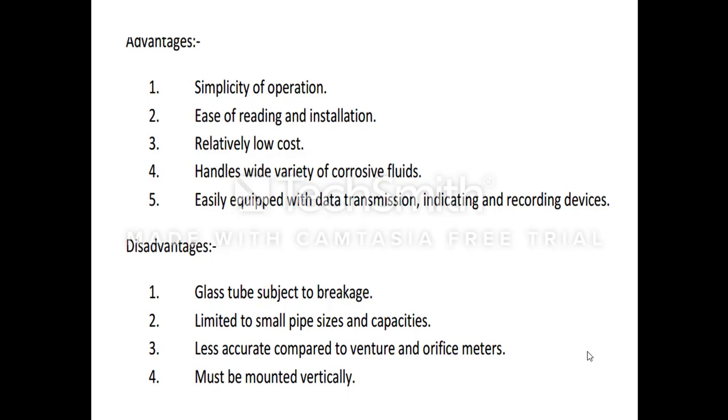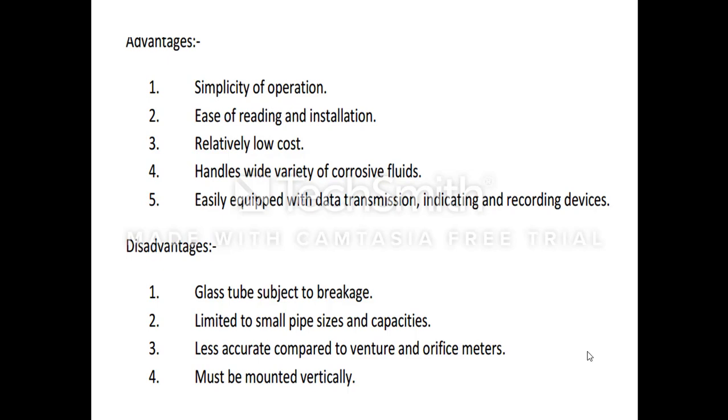Then disadvantages: the glass tube is subject to breakage. That glass tube will not last for a longer time. Then it is limited to small size pipes and capacities, and is not suitable for larger pipes. Then it is less accurate compared to the venturi meter and orifice meter. The venturi meter and orifice meter we already discussed in fluid mechanics and FMHM laboratory. So when compared to the venturi meter and orifice meter, its accuracy is a little bit less.